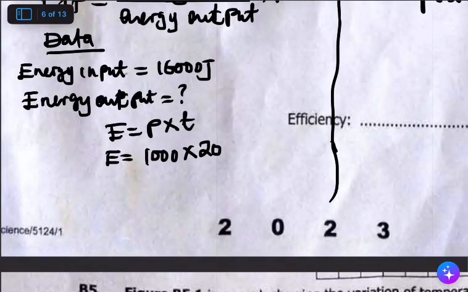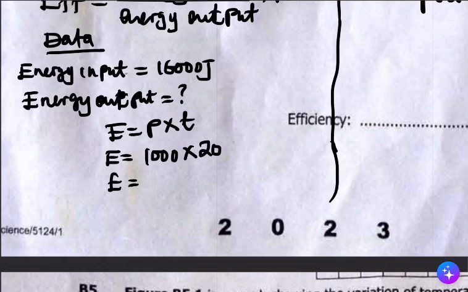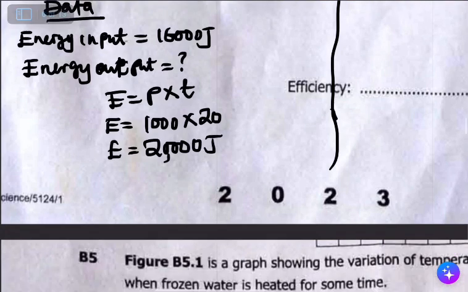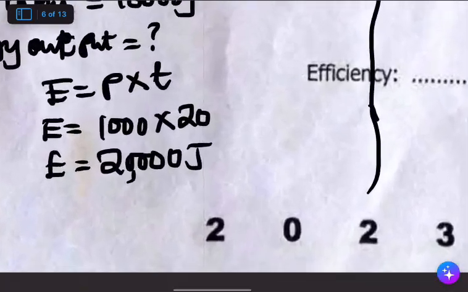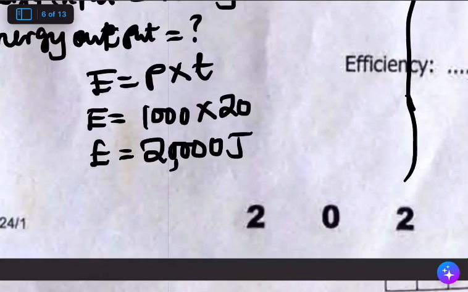When we multiply 1000 times 20, we get 20,000 joules. Therefore, for the actual formula, you can apply the data in the formula.